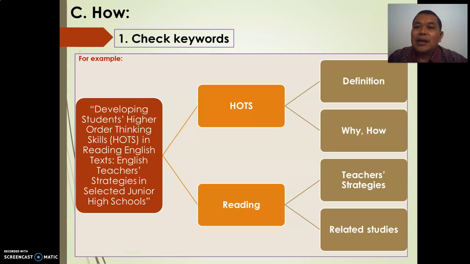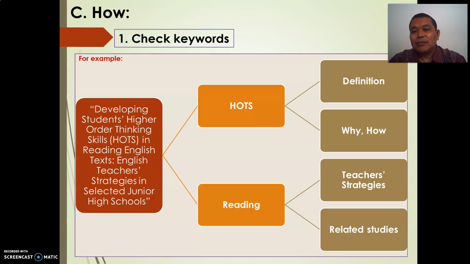Now, how is it implemented? Number one, check keywords. What are the keywords? Keywords are what we call constructs or important points from your topic, because your topic should consist of, for example, some variables, independent variables, dependent variables and the like.